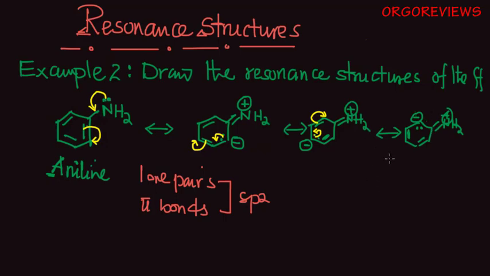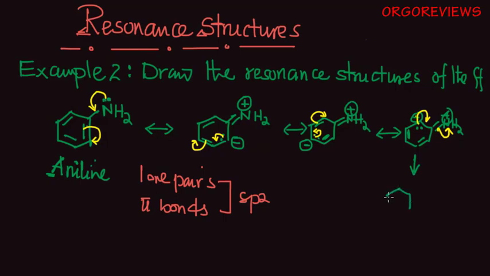So to be consistent, let's take a different color. This lone pair of electrons will move onto this bond, and that pi bond will pop and go into the electron sink of the positive charge. So you end up with something that looks like this.